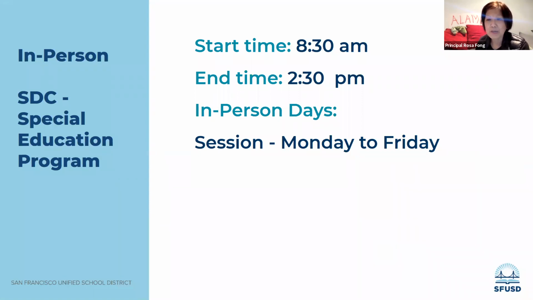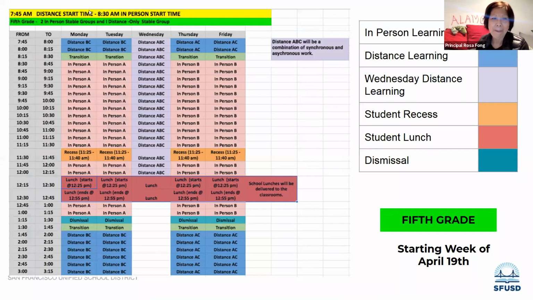Now we have our special education program for those of us who have children in our classroom A and classroom B. Rosa? Yes? Rosa, you went very fast. I think you flashed a fifth grade schedule. Okay, sure. Joshua, sorry, can we go back to our fifth grade schedule? And I'd like to note, Rosa, that the slides will be shared in PDF form following the meeting, so everyone will have access to this to look at in more detail.